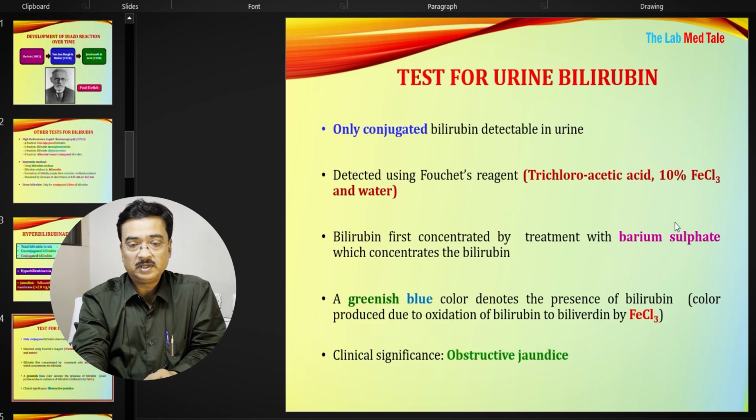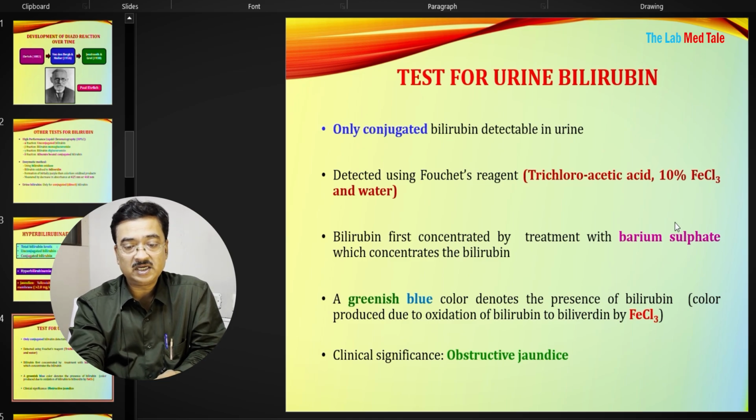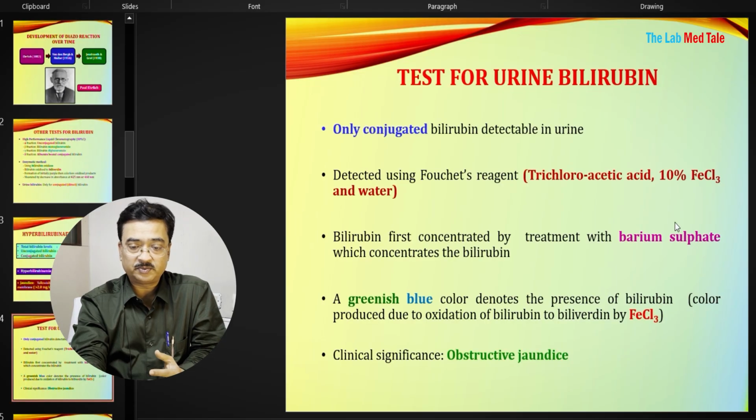The test for urine bilirubin usually uses trichloroacetic acid, 10% ferric chloride, and water. A greenish color appears when ferric chloride oxidizes the bilirubin. It is usually conjugated bilirubin that reacts, because it is water soluble.